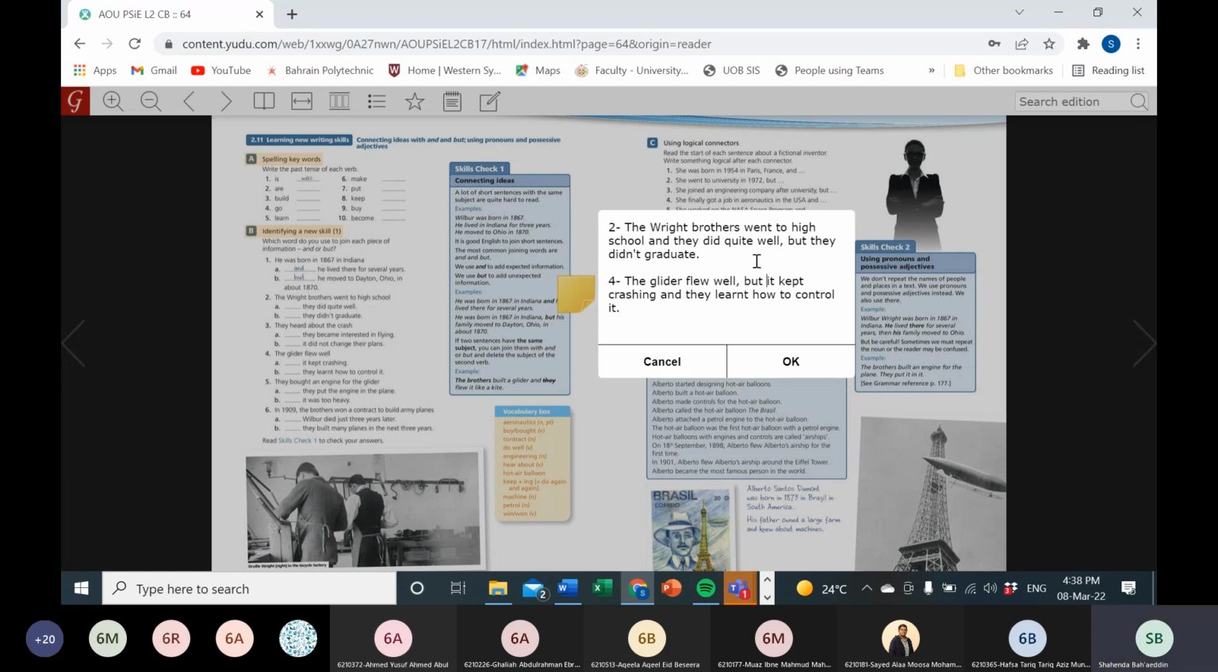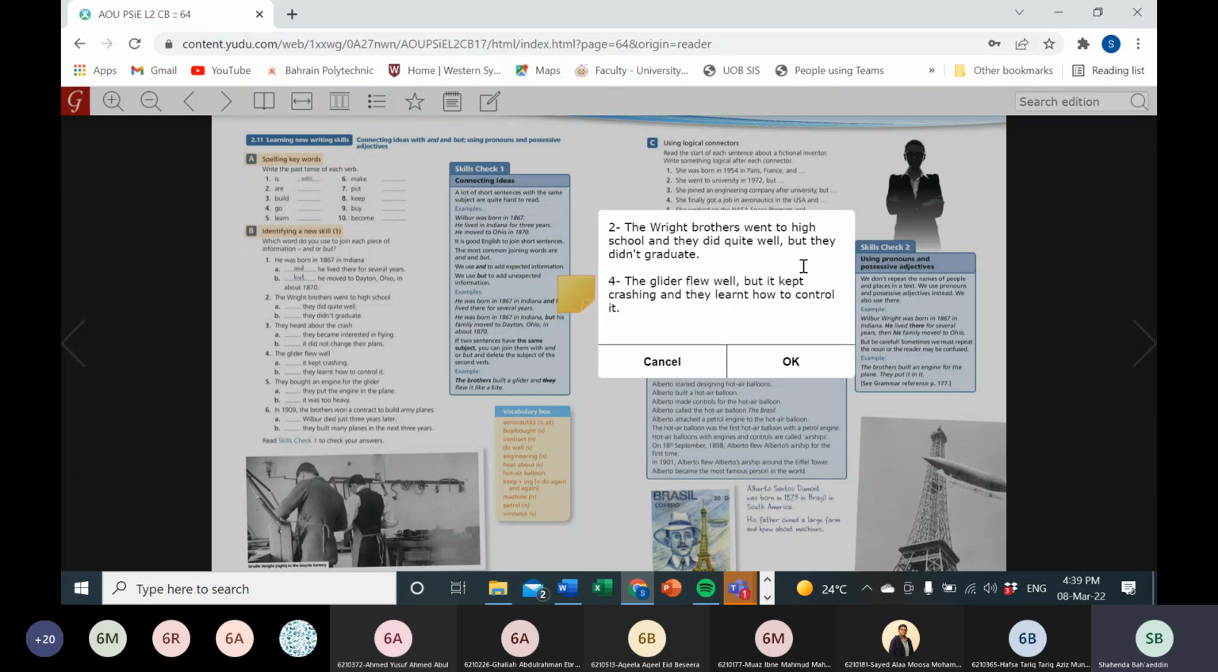What else I want to explain here and to highlight here? Look at the pronouns, الضمائر. Look at sentence number 2. Where are the pronouns here? Can you spot them out? The Wright brothers went to high school and they did quite well, but they didn't graduate. I think graduate. No. Graduate is a verb, dear. I'm looking here at the pronoun. What is a pronoun?